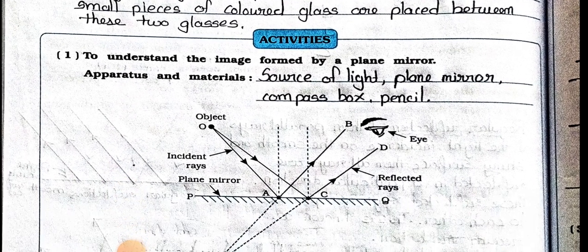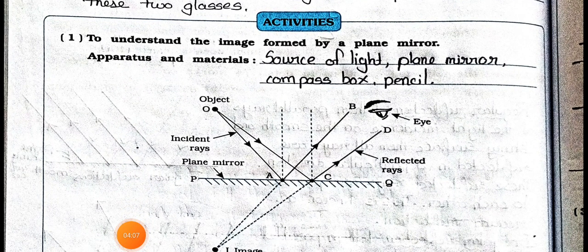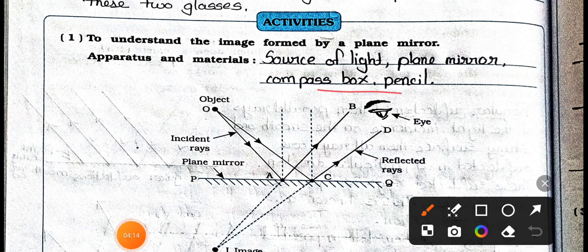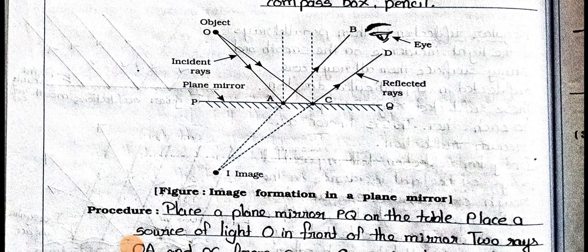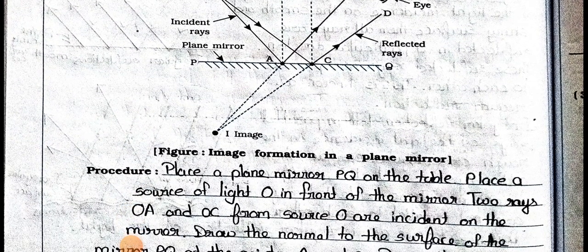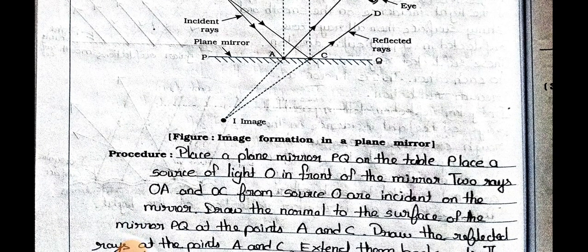See the activities. Number 1. To understand the image formed by a plane mirror. Apparatus and material: source of light, plane mirror, compass box and pencil. This is the figure. Now see the procedure. Place a mirror PQ on the table. Place a source of light O in the front of the mirror. This is the mirror.